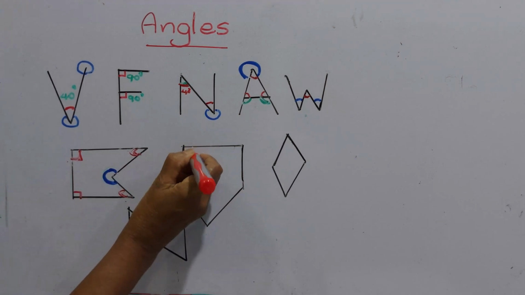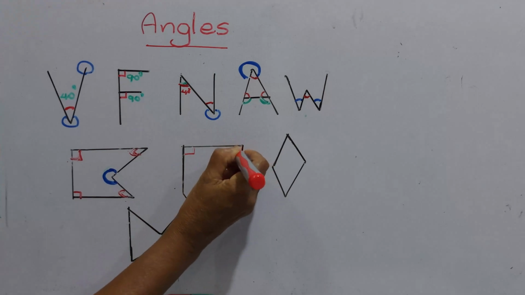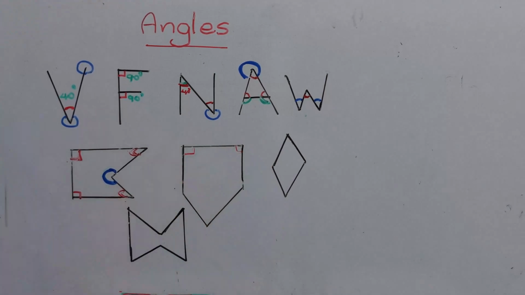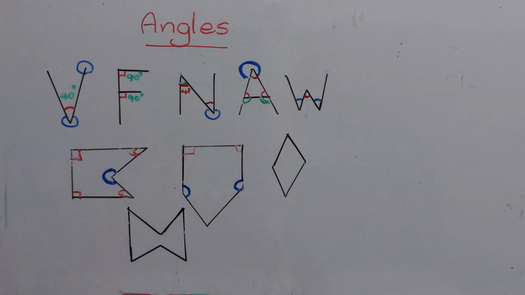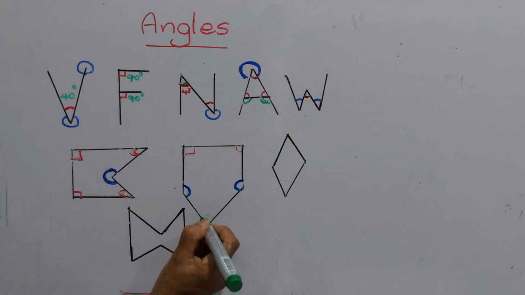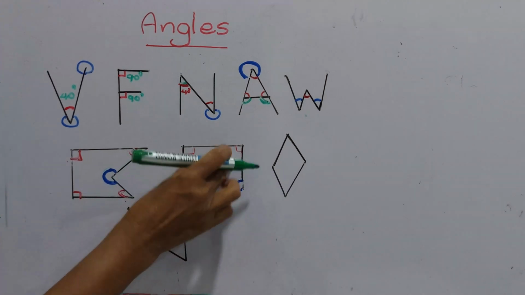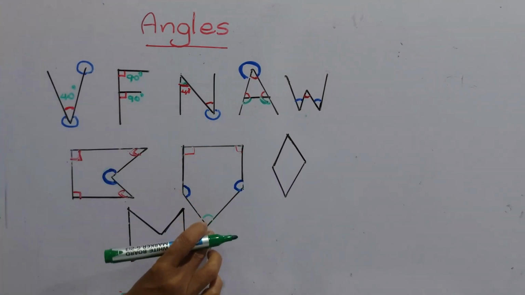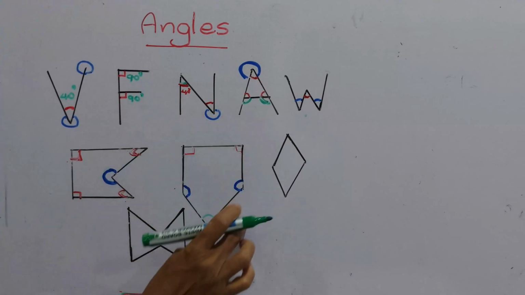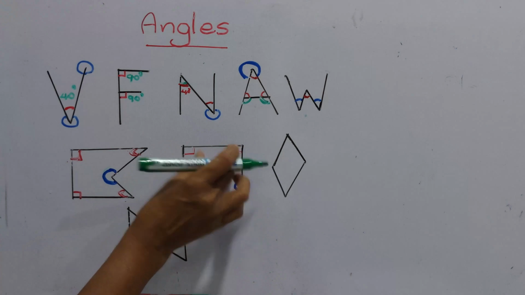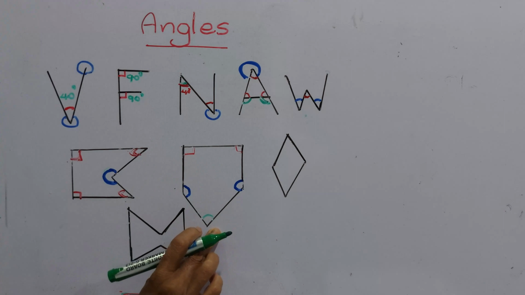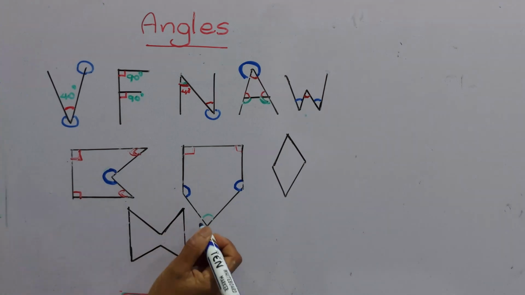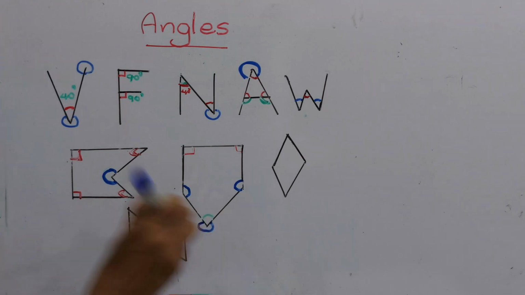Right, we'll move to this figure. Here, these two are right angles. What do you think about this angle? These are obtuse angles, two obtuse angles and one acute angle. If you are asked to draw a figure with two right angles, two obtuse angles and one acute angle, you have to draw a figure like this. Two right angles, two obtuse angles and one acute angle are here. What do you think about this angle? That's a reflex angle.